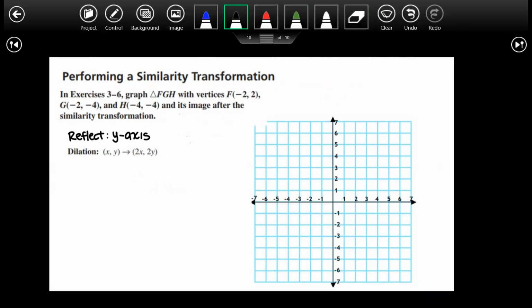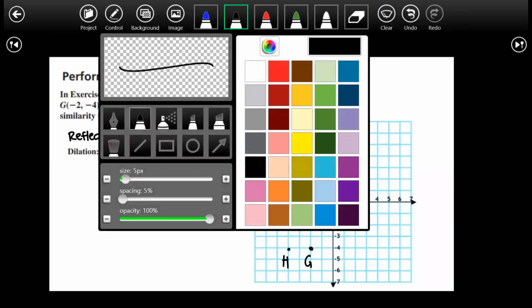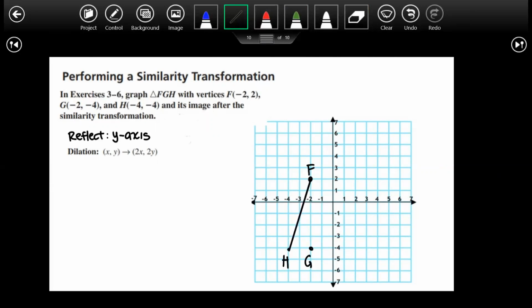Let's try our first points. Back to you, up 2 is going to be F. Back 2 down 4 is going to be G. Back 4 is going to be H. How about the first figure? Got to be able to apply the transformation. What is it asking us to do first?